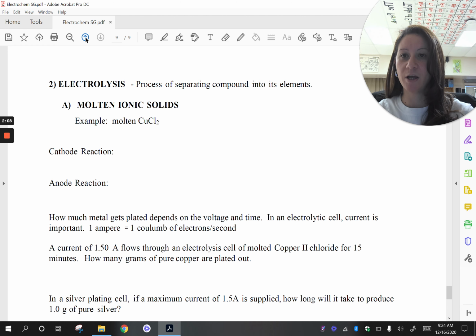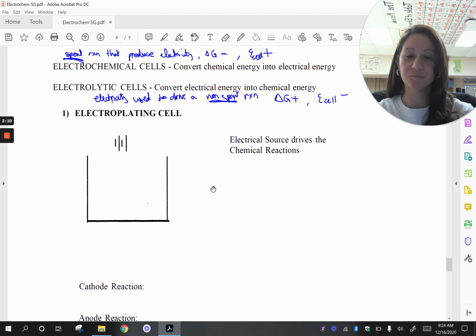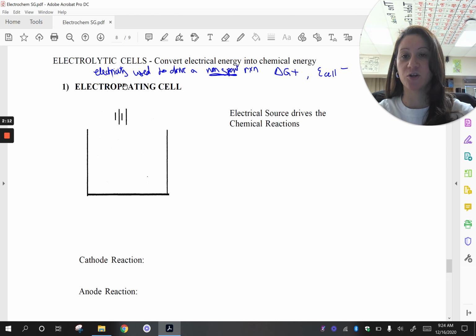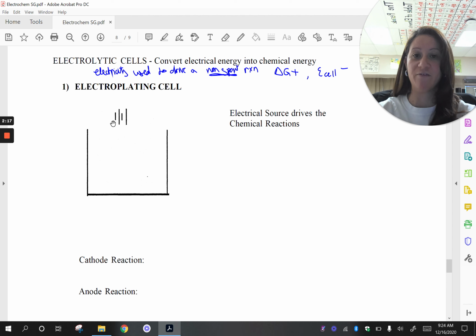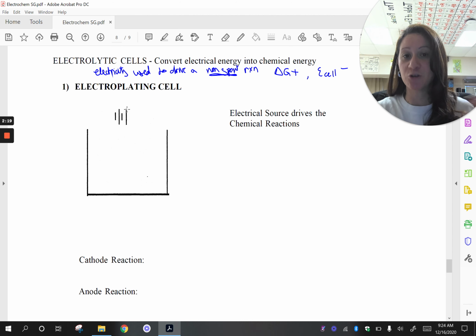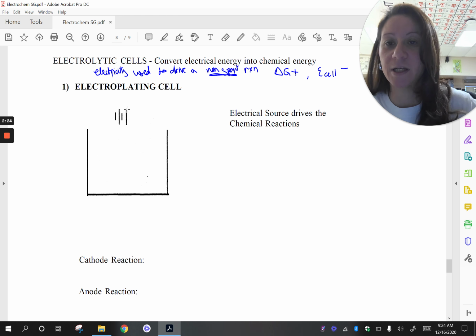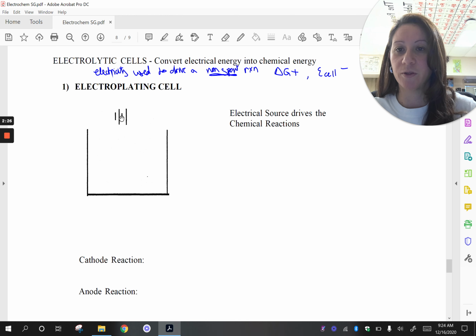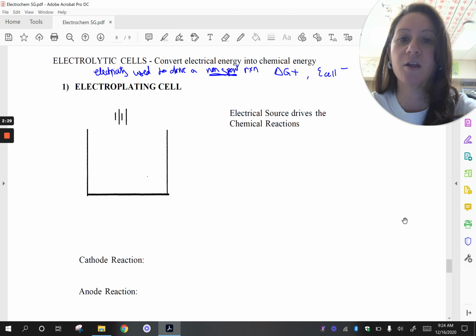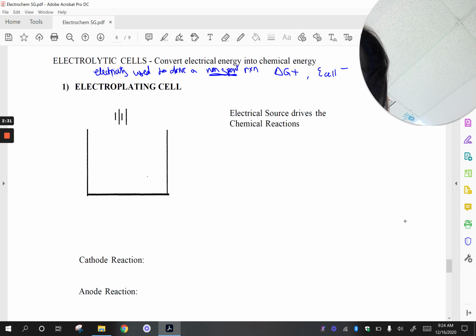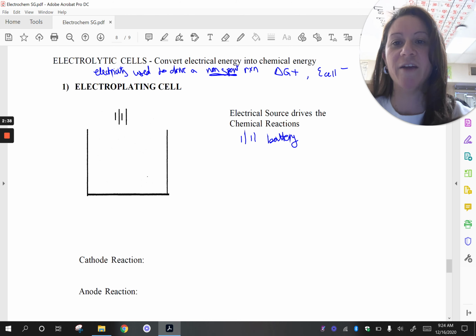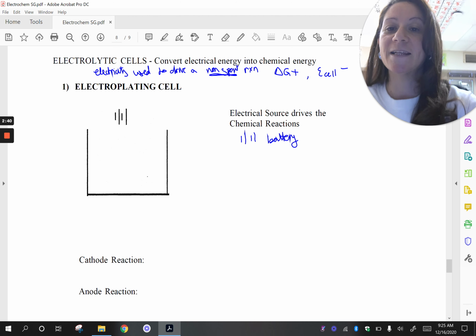So we're going to start with electroplating. Because these are non-spontaneous reactions, we need an outside electricity source to drive the reaction, to force the reaction to go, because naturally it would not occur on its own. This is the symbol for a battery, because you need that electrical source to drive the chemical reaction. Like I said, everything is flipped.